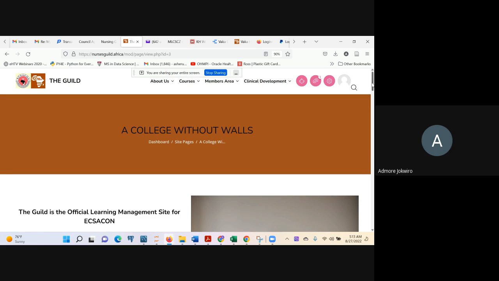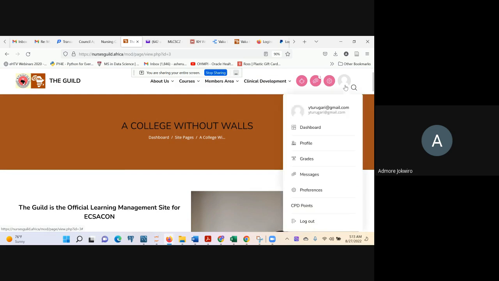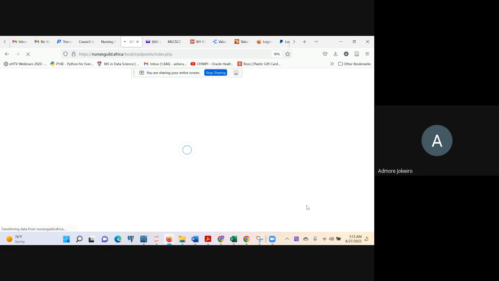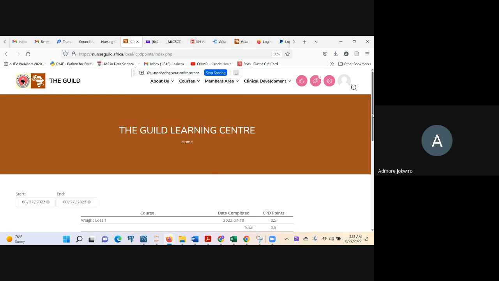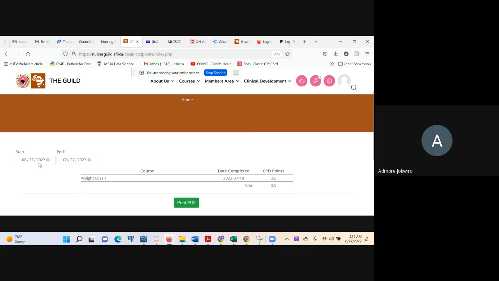So if you log into the platform, you can simply go to your icon there. Then you see the dashboard, profile, messages, preferences. This is CPD points. You can click CPD points, and you can choose a date range for where you want to see the activities that you have done. You can adjust the dates here, and once you have adjusted your dates, you can download and print a PDF report of your CPD report.